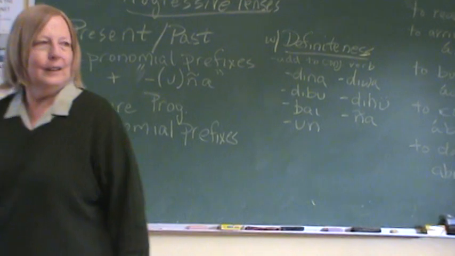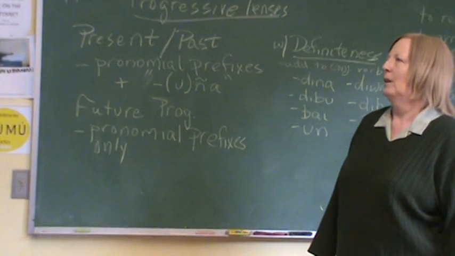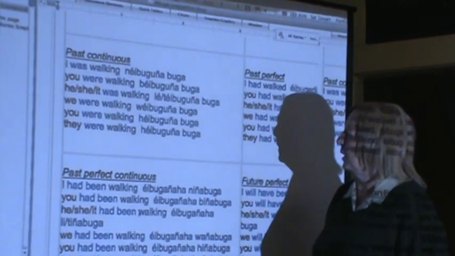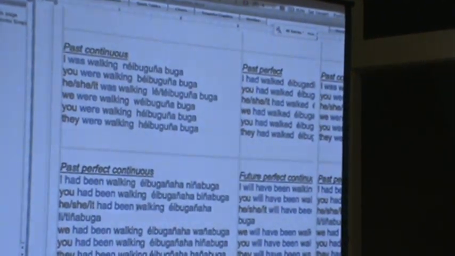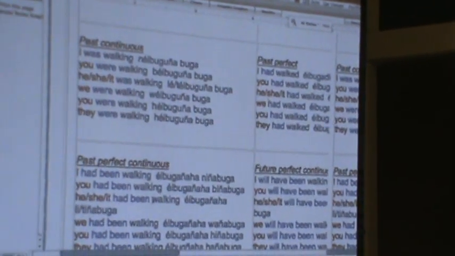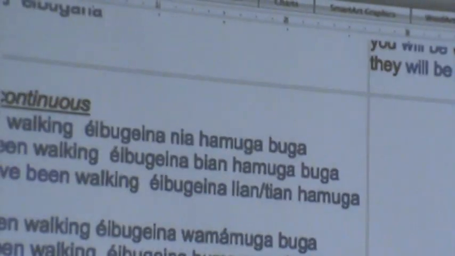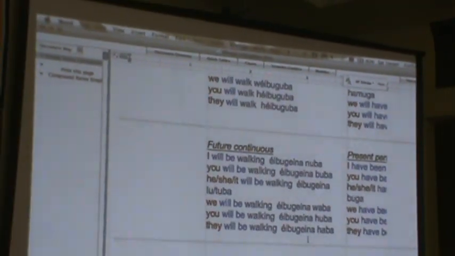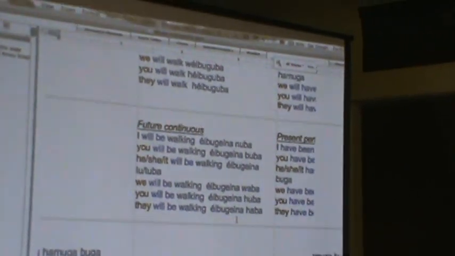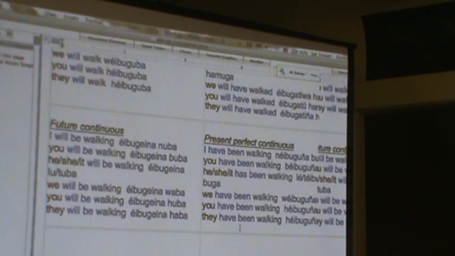Work with me, and double check what I'm doing, because that's what all of this is about. So the past continuous uses buga, or a word that puts it in the context of the past. I haven't gone into the past perfect. Do you have the future continuous? That's the future perfect continuous. There you go. Future. Like that, right? That's the future continuous.